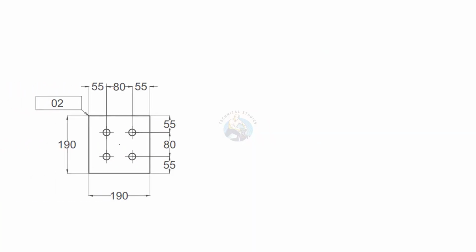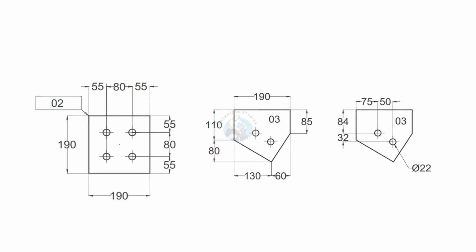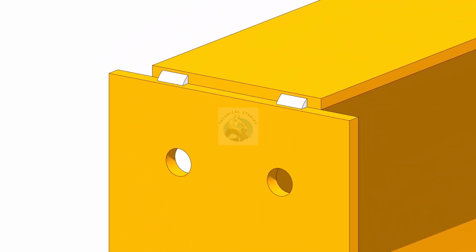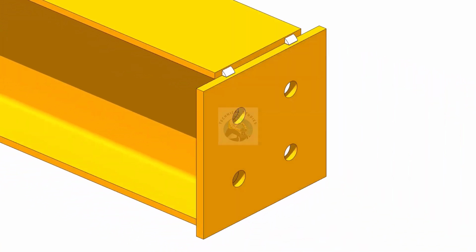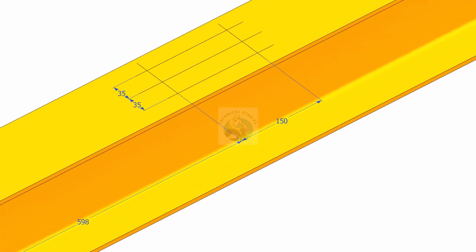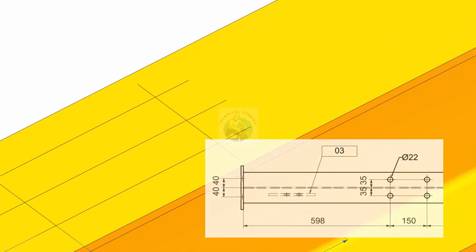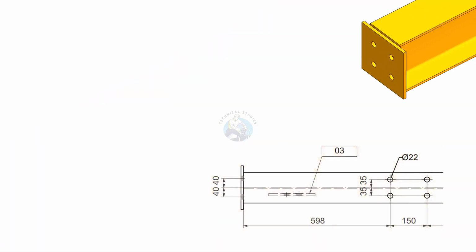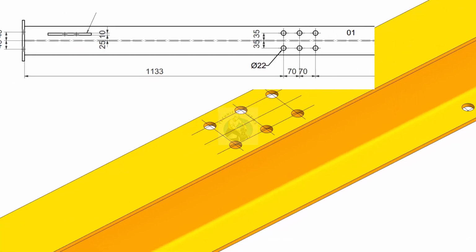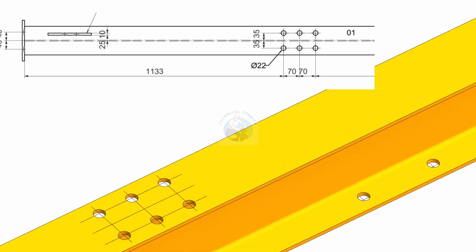Prepare the end plates and gusset plates by cutting and drilling them according to the specified quantities. Tack weld the end plates on both ends of the beam. Mark the hole centers as given in the drawing. Drill the holes. Rotate the beam upside down and drill holes on the bottom flange of the beam as per the given dimensions.